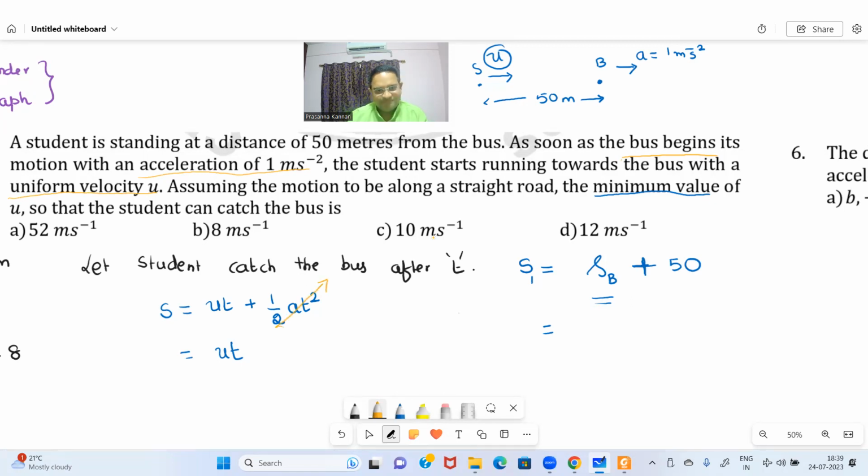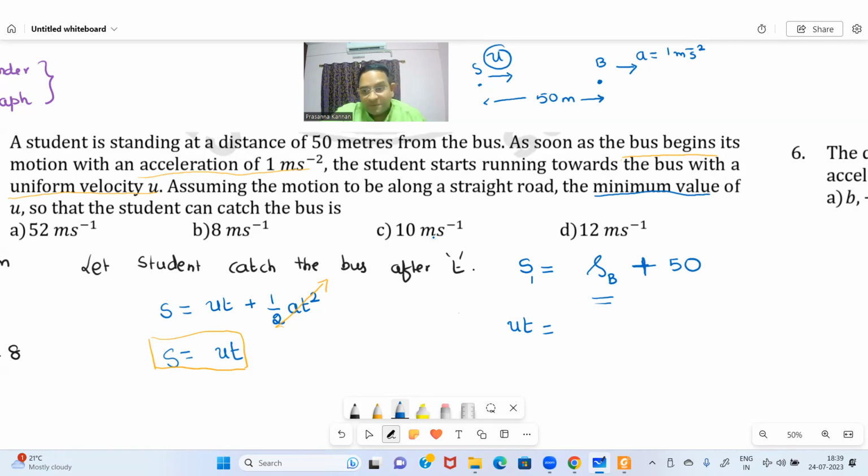Are you able to understand? Are you getting the point? What is the velocity at which he is running? So he will cover a distance of ut. Are you clear with that, guys? Yes. Okay, good, done.